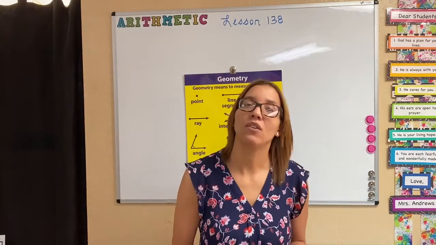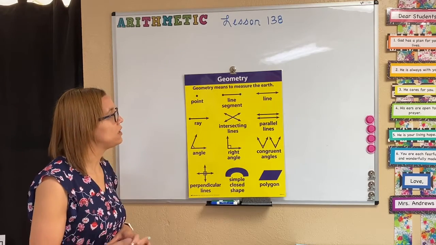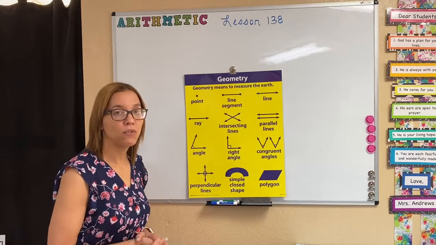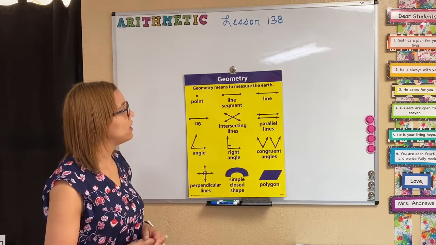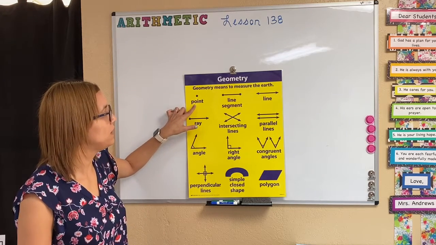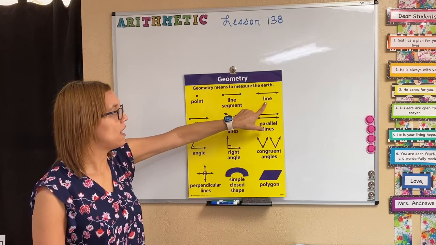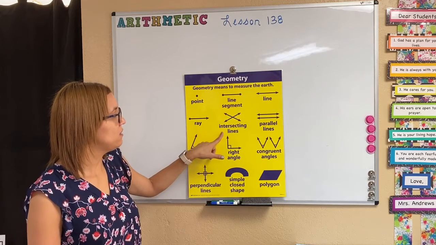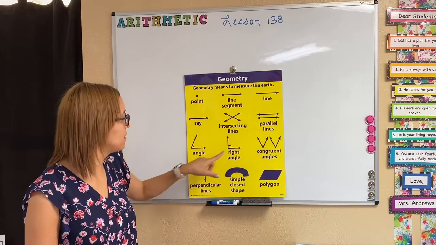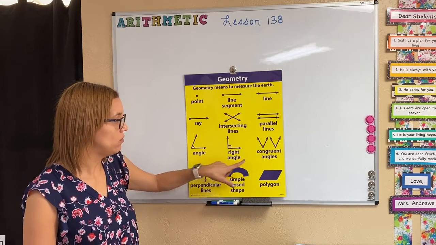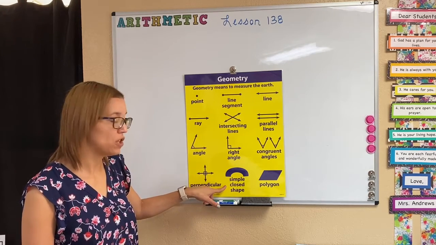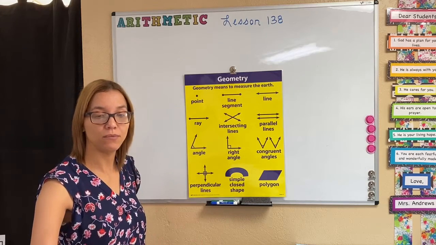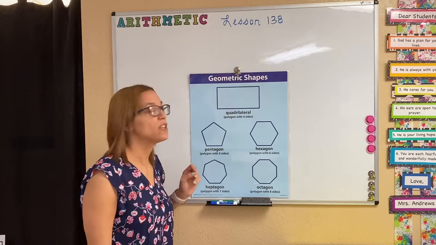So today we are going to do a geometry review. Let's look at what I have on the board here. As we said before, geometry means to measure the earth, okay? And we have different signs: a point, line segment, line, ray, intersecting lines, parallel lines, angle, right angle, congruent angles, perpendicular lines, simple closed shape, and a polygon.